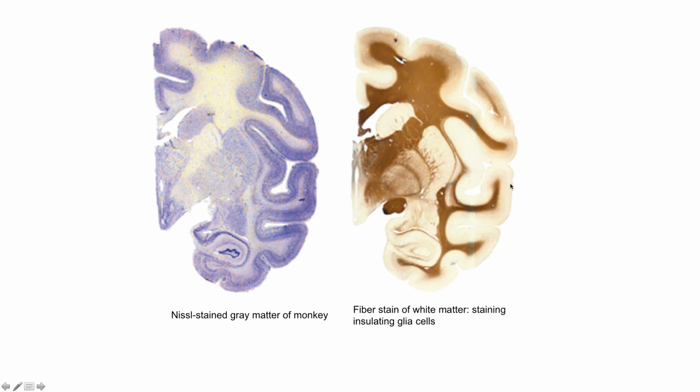On the right side, you see another slice of the monkey brain, and here it is stained with a fiber stain. So here the white matter has the stain, so the white matter is darker, and the gray matter is lighter.